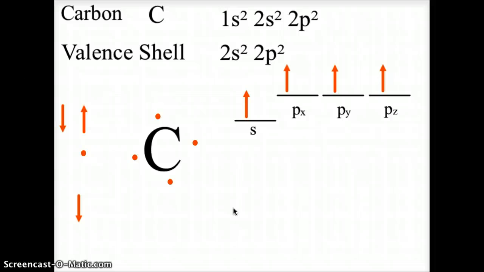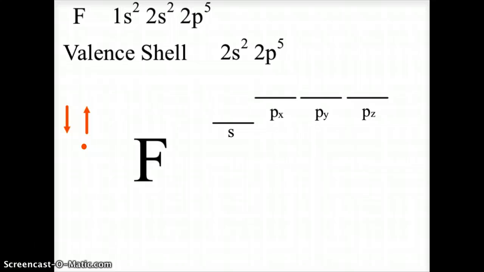So once again, carbon and silicon will both have this special case where that s electron will actually jump up to the pz and will balance out one electron in each suborbital. Therefore, the Lewis dot diagram has one electron on each side. So let's look at fluorine.